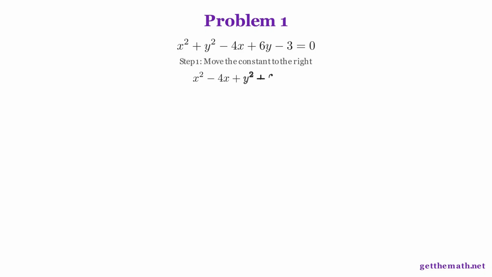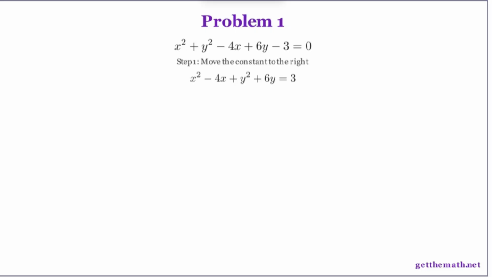Alright, problem 1. We are starting with x squared plus y squared minus 4x plus 6y minus 3 equals 0. Step 1, move the constant to the right side. Negative 3 moves over and becomes positive 3. Now group your x terms together and your y terms together. We have x squared minus 4x plus y squared plus 6y equals 3.